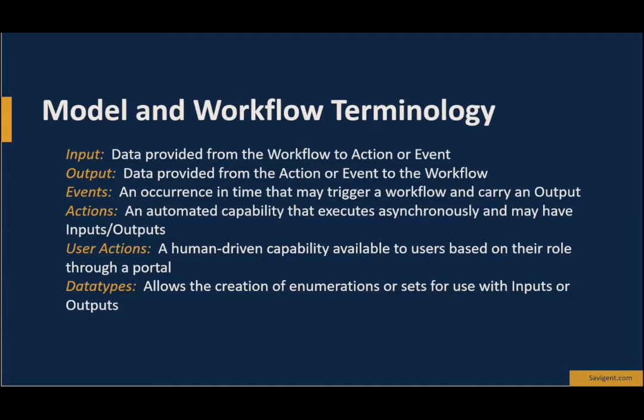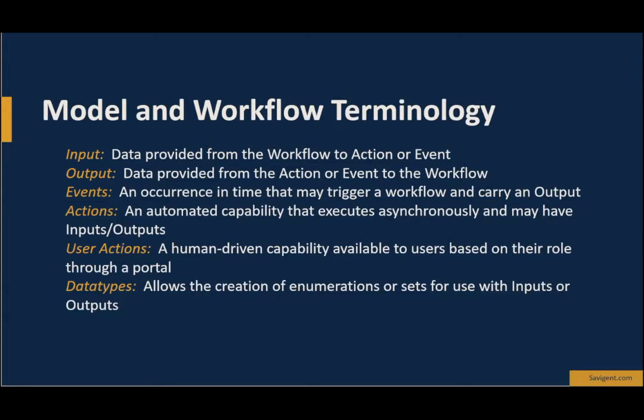An action may carry an output. A user action may as well. An action is going to be an automated capability that's going to execute asynchronously from the workflow, and it may have its own set of inputs and outputs. An input is data that's going to be provided from the workflow to an action to execute. So if our action is, let's say, to retrieve some data from a database, my input might be the key to that data inside of the database, and the output would be the data that was retrieved from that database.